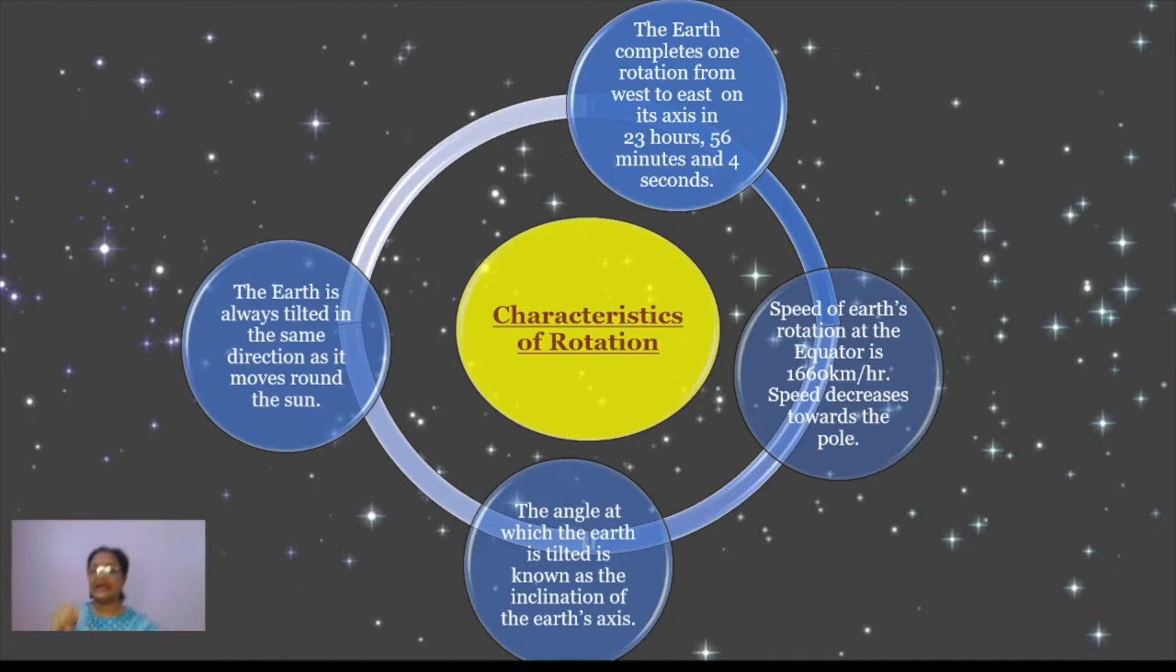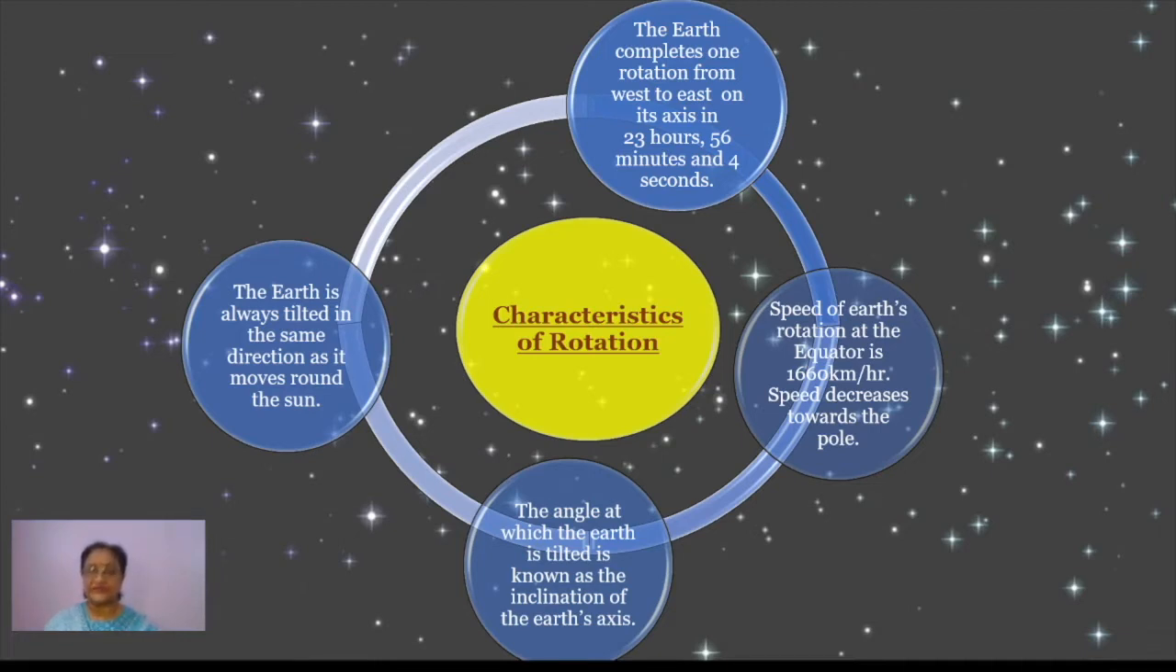Next, the angle at which the Earth is tilted is known as the inclination of Earth's axis. That means the angle formed by the axis from the vertical is called the inclination of Earth's axis, right?